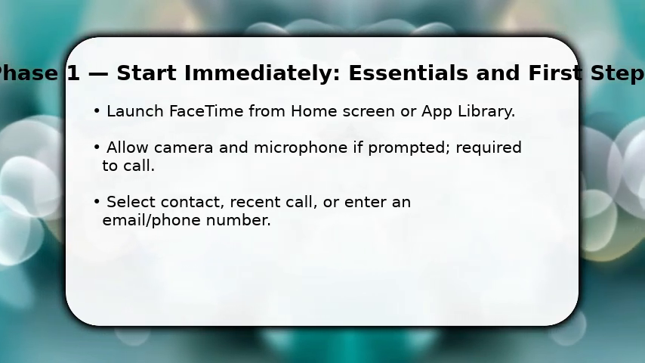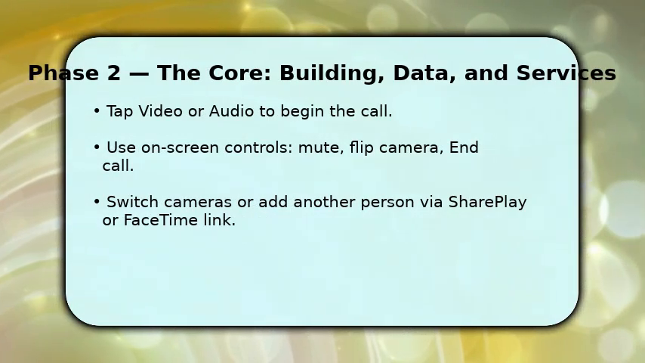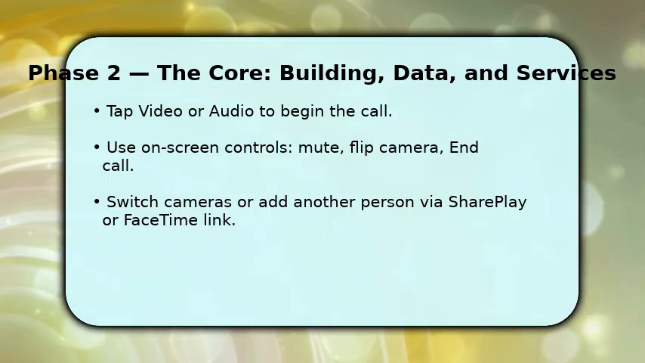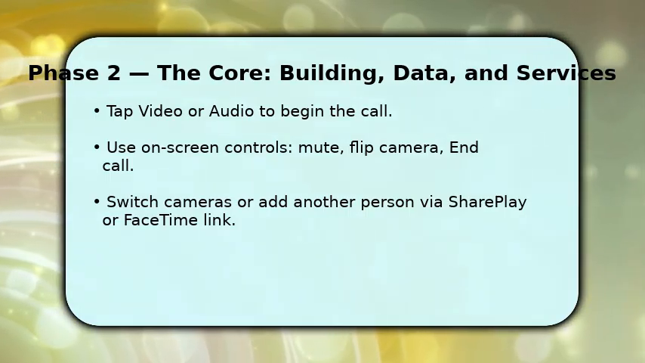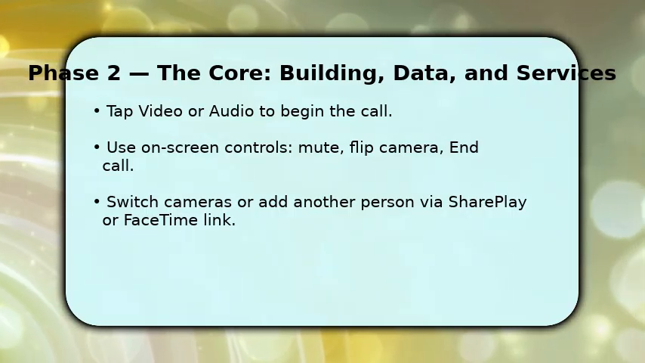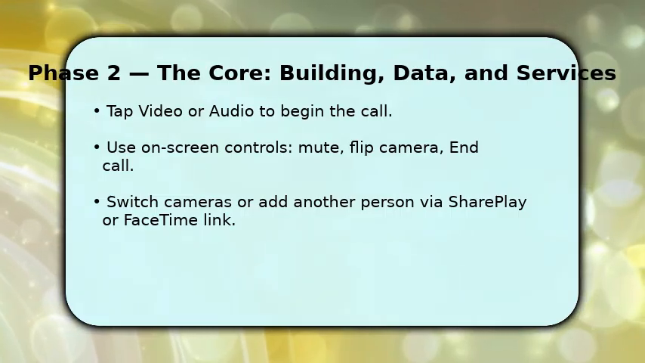You now initiate the call by tapping video or audio. The app rings the recipient and negotiates a connection. During the call, use the controls. Mute keeps your mic off, flip switches between front and back cameras, and the end button disconnects. Make sure your Wi-Fi or cellular signal is stable, because interruptions cause poor video.